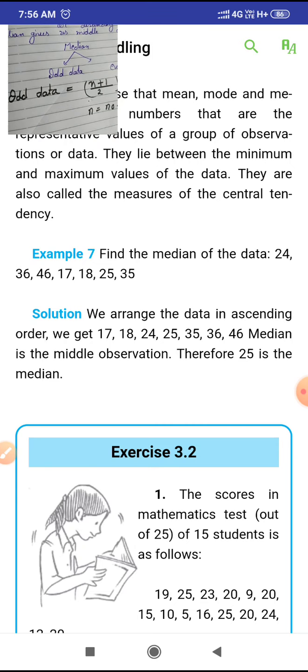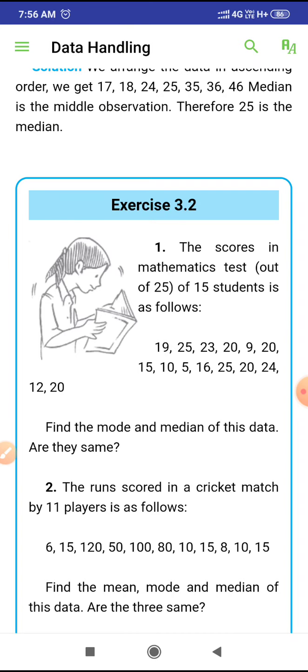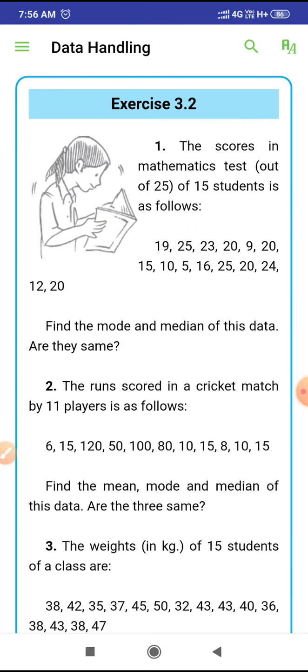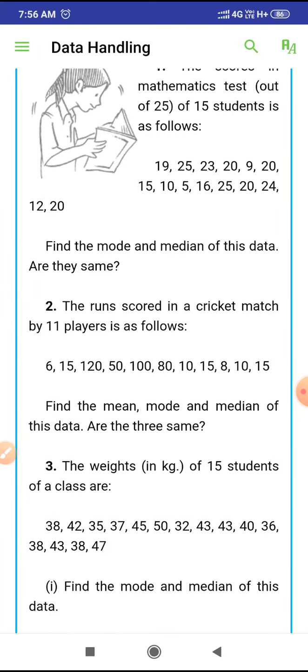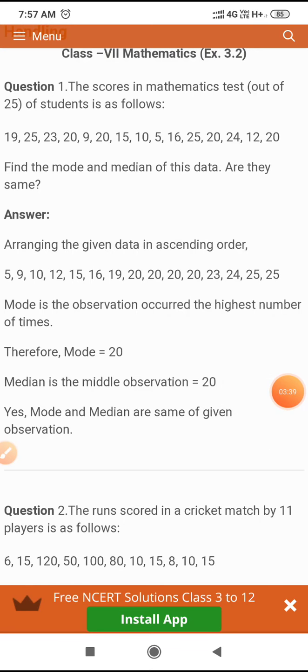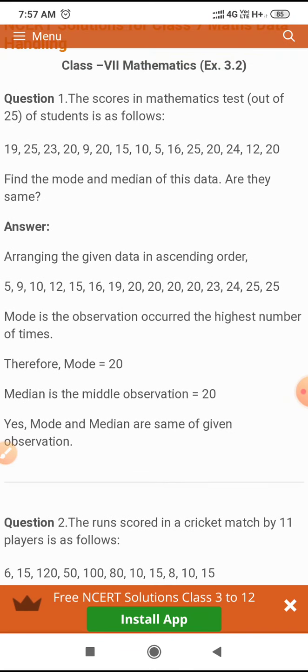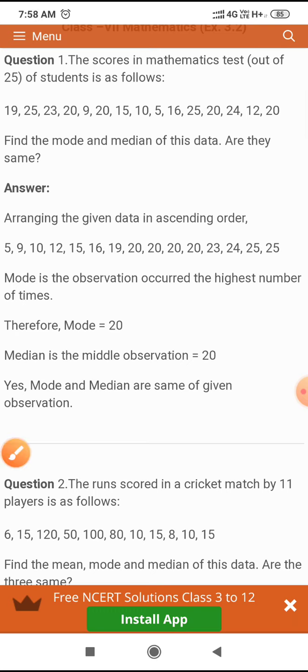Now we start exercise 3.2, and the first question of exercise 3.2 is: the scores in a mathematics test out of 25 for 15 students are as follows. Find whether the mode and median of this data are the same. For solving question number 1, first we arrange our data in ascending order. After arranging our data in ascending order, we conclude that 20 occurs 4 times, so 20 is the mode of this data. Now we have to find the median of this data.